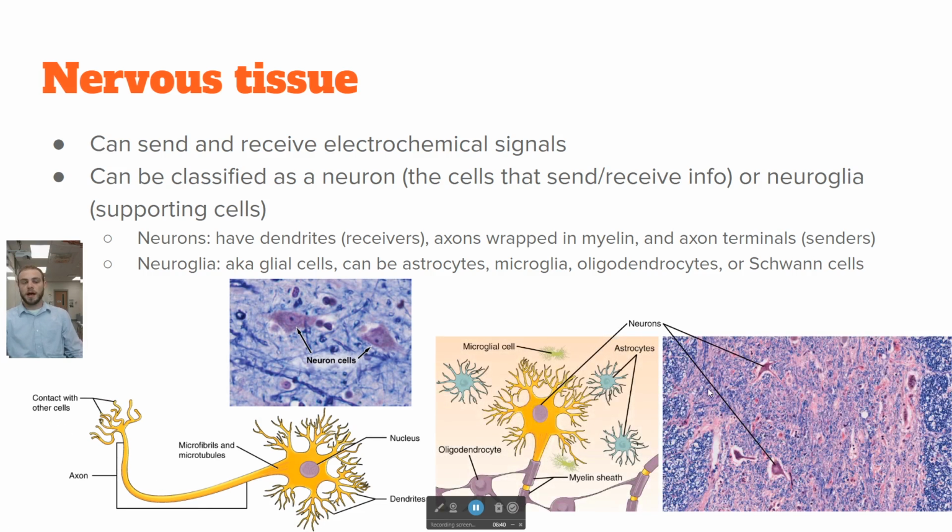And here you can see different neuroglia. You have your astrocytes, named because they look like they're shaped like stars. Your microglial cells here, and the myelin sheath being produced by the oligodendrocytes.